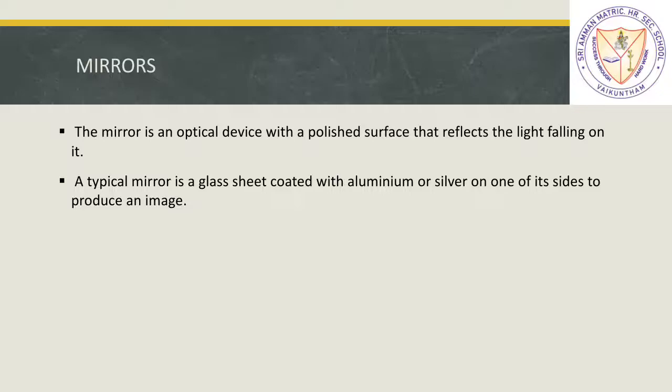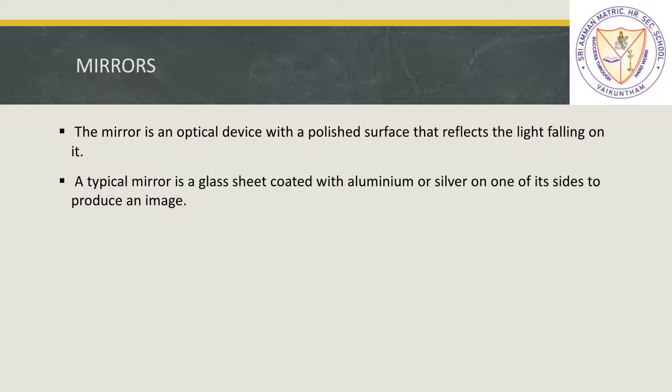It is nothing but a glass sheet, which is transparent. Every glass will have two surfaces, right? One of the surfaces is coated with aluminium or silver, either one of them, and we polish it. The aluminium or silver is a very shiny, lustrous material which is coated on one of the surfaces, so that it will produce an image, right?